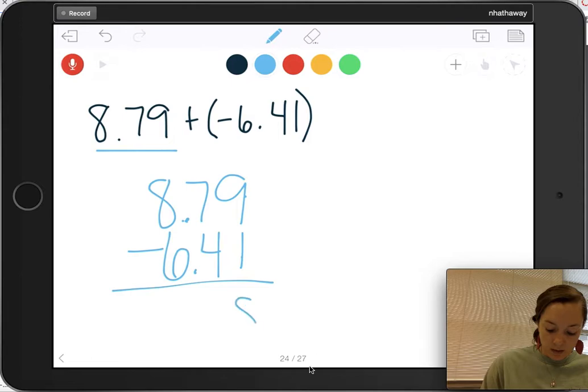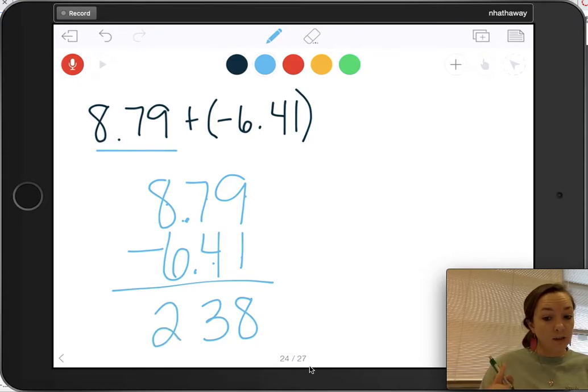9 minus 1 is 8. 7 minus 4 is 3. 8 minus 6 is 2. But I'm forgetting something. I need my decimal. Pull that decimal down.